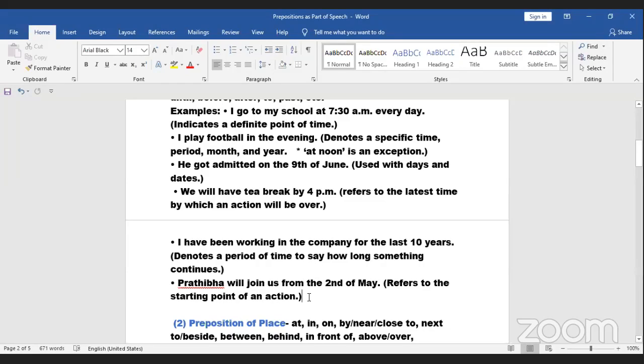So now we were dealing with prepositions of time. Is it clear? These are all the confusing pairs. Okay, is it clear, everyone? May I get a yes or no? Is it clear?